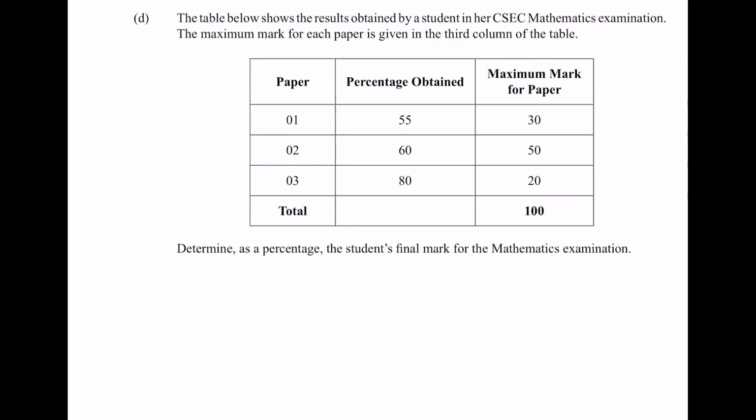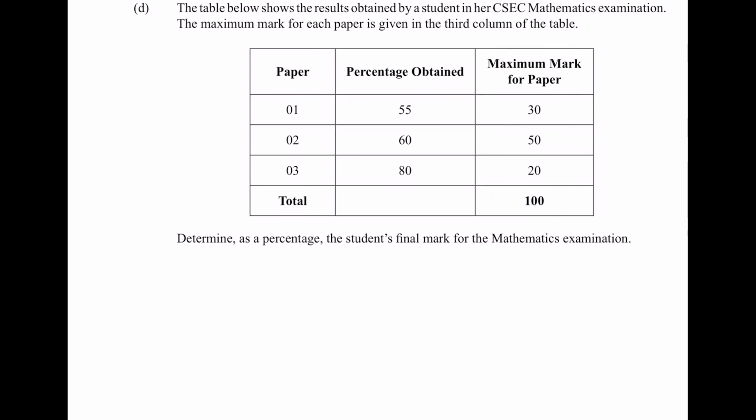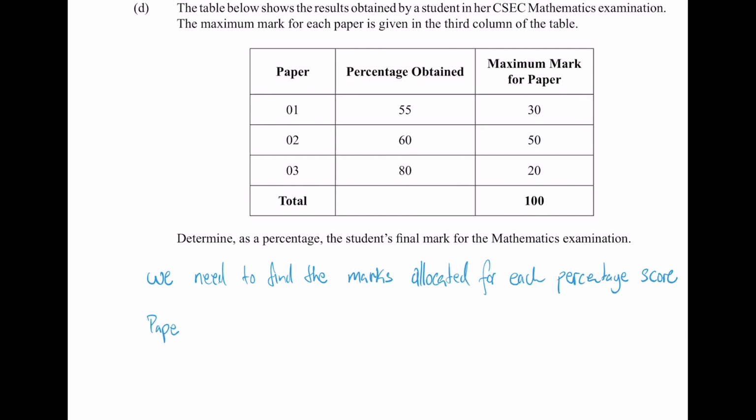Moving right along to part D, we have the following table, which shows the results obtained by a student in her CSEC Mathematics examination. The maximum marks for each paper is given in the third column of the table. Determine as a percentage the student's final mark for the mathematics exam. So what we want to do here is find the marks allocated for each percentage score. So for paper 1, 55% of 30 is the same as 0.55 times 30, which is 16.5.